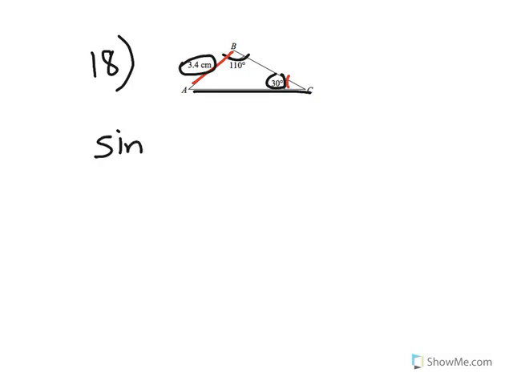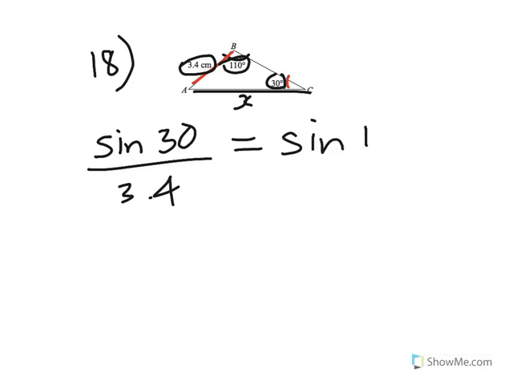So sine of 30 over 3.4, this ratio is actually equal to that angle, and we'll call this side x, sine of 110 divided by x. Alright? So basically the ratio of the sine of the angle over its opposite side is equal for all angles and opposite sides in the triangle. Okay? And this applies for any triangle. So let's just solve for x.